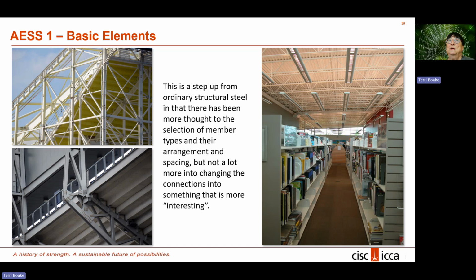And so these projects here would fall into that sort of category, where the steel is left exposed, but yet not too much is done to it, but a little bit more thought given to the geometry and the overall layout in the building.